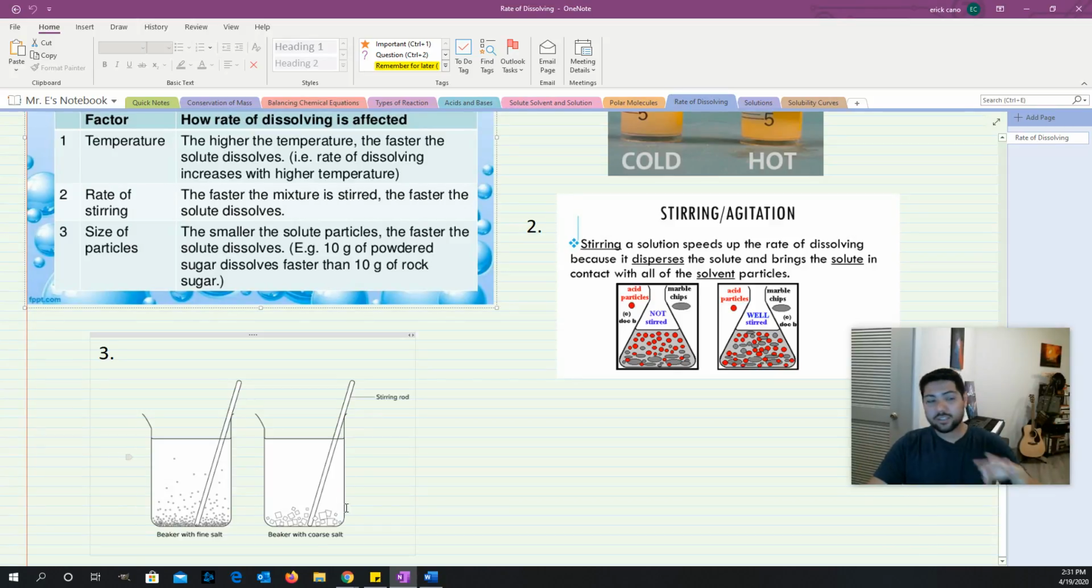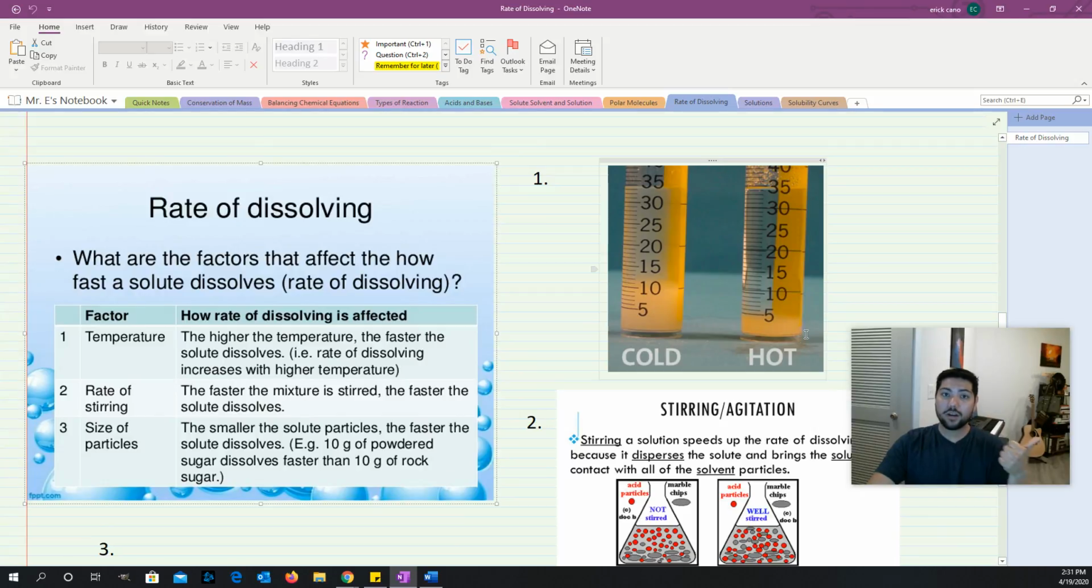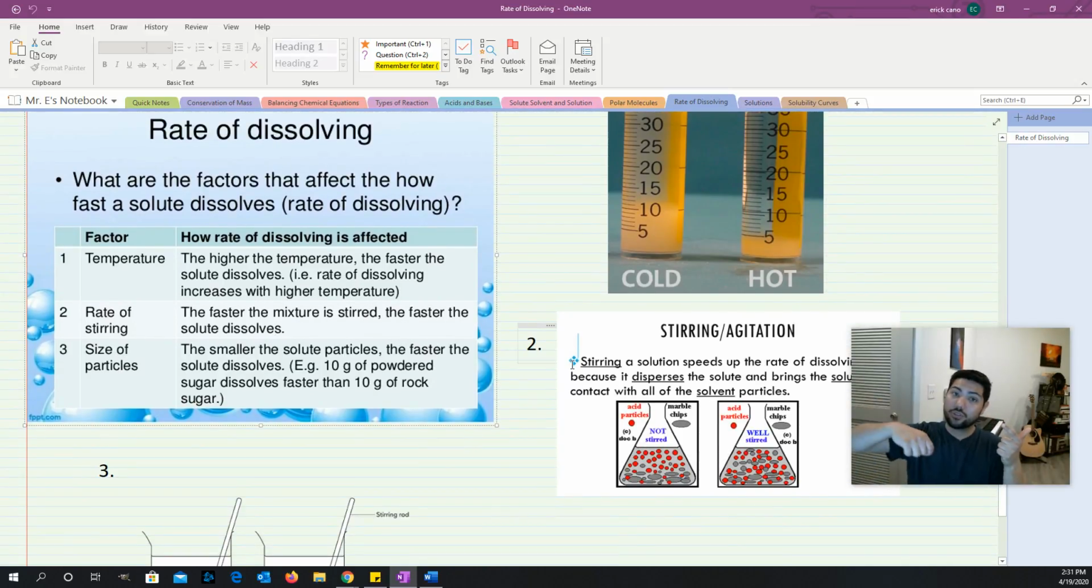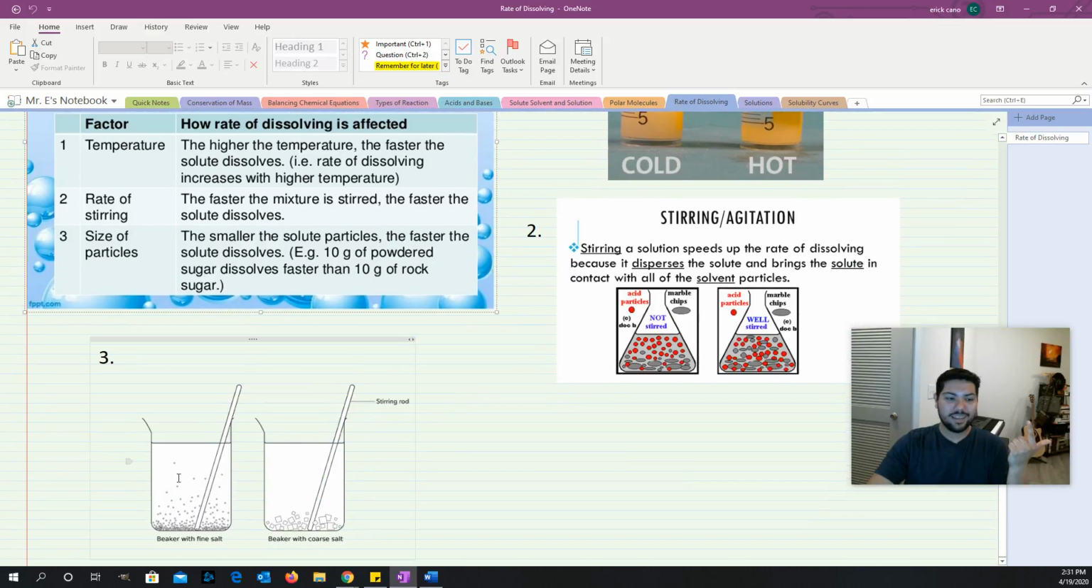Okay, so just a summary of what we did. Hotter, better dissolving. If you actually stir the solution, better dissolving, and the smaller and more spread out the little particles are, the better dissolving. Okay, hopefully that helped.